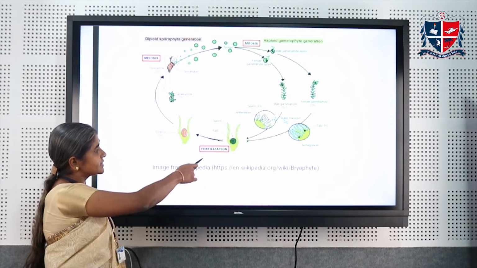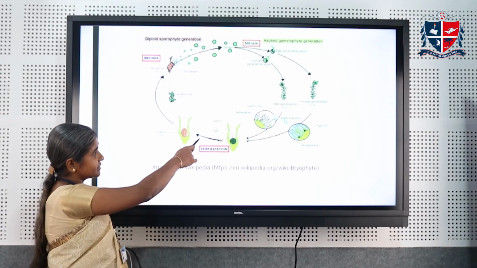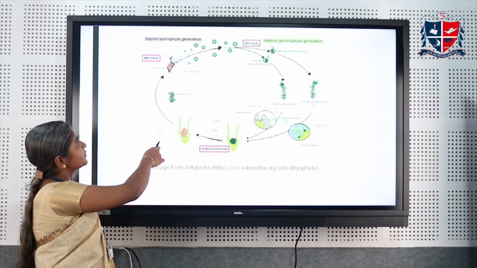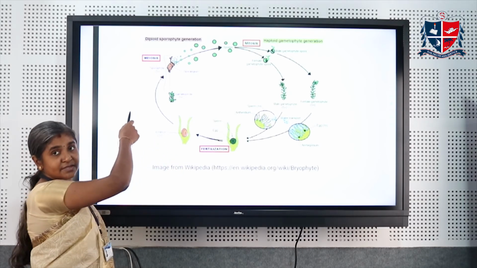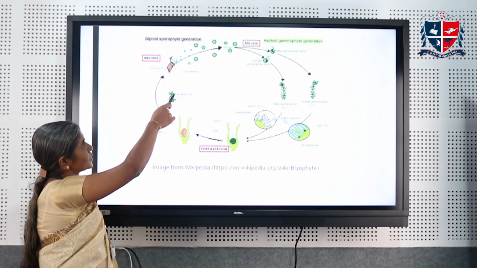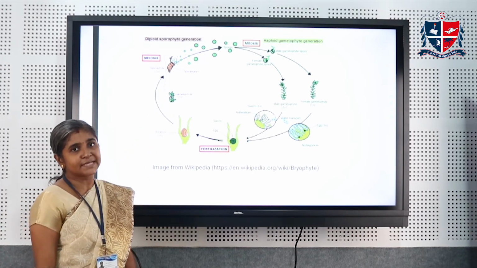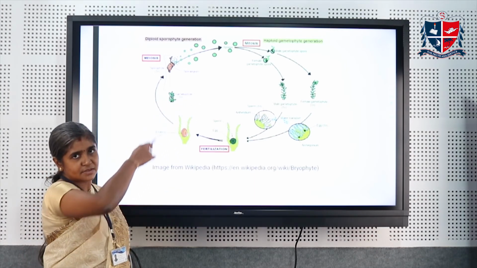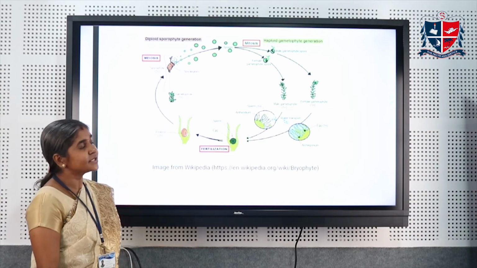Then here you can see the fertilization, sperm reaching the egg, and finally the embryo develops from the zygote and gives rise to the sporophytic generation, from which the haploid spores are released as a result of meiotic divisions, and finally the gametophytic generation is produced. So this is how the cycle continues.